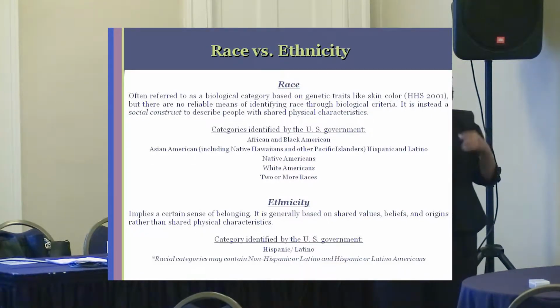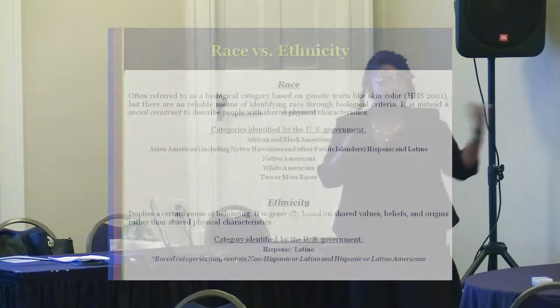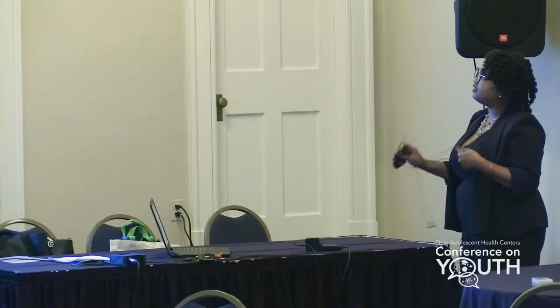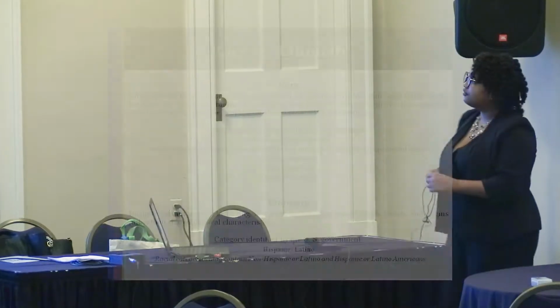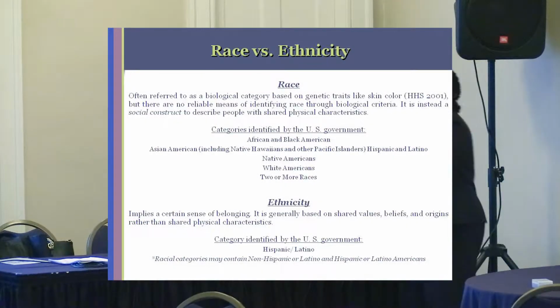Folks from different racial categories can have similar biology than folks in the same racial category oftentimes. So we want to move away from this idea that it's biological, but again, especially here in the United States, we focused on skin color as the biggest marker for placing folks in those categories. So these are the categories that are identified by the federal government as it relates to race.